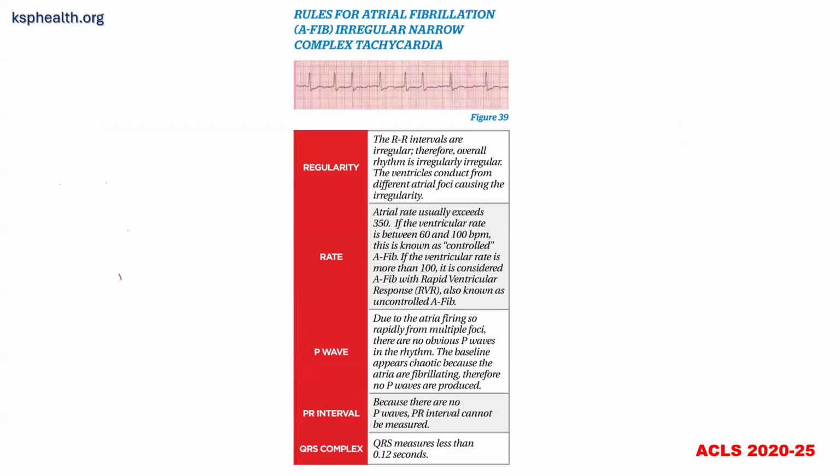The second category is atrial fibrillation, an irregular narrow complex tachycardia. RR intervals are irregular, therefore the overall rhythm is irregular.